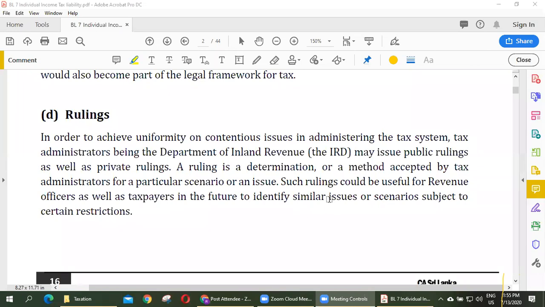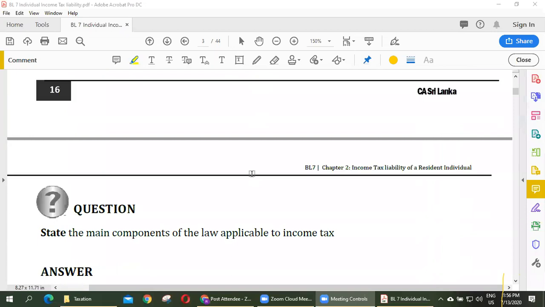So when a conflict arises between a taxpayer and the department, the tax authorities, at that time they will implement some rules, right? There are guidelines in that department. So in case of any new issues, they will go for that ruling and they will come to the solution, right?